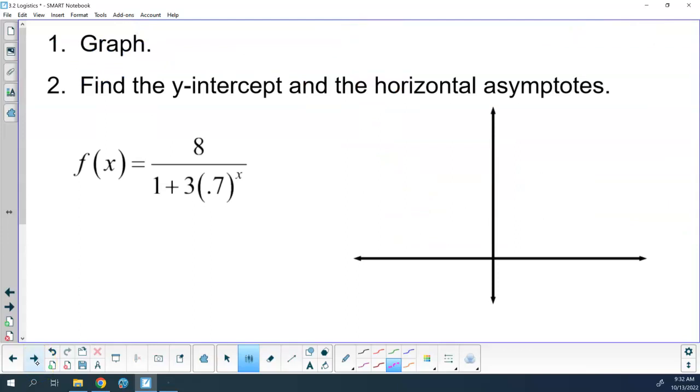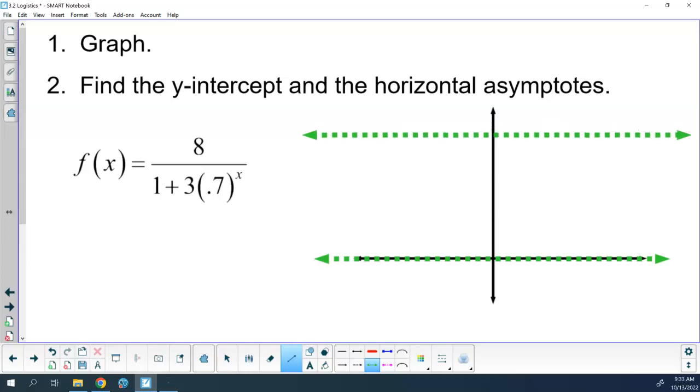Now, we also might have to graph these, which we can do, because we know that there is a horizontal asymptote at y equals 0. We also know that there is an upper horizontal asymptote at y equals c, which in this case would be y equals 8. So all of my function has to fit in between there. Let's find the y-intercept. How would I go about finding the y-intercept?